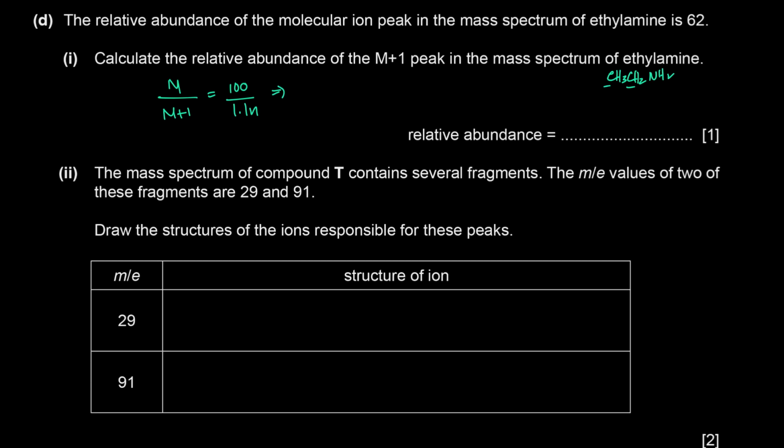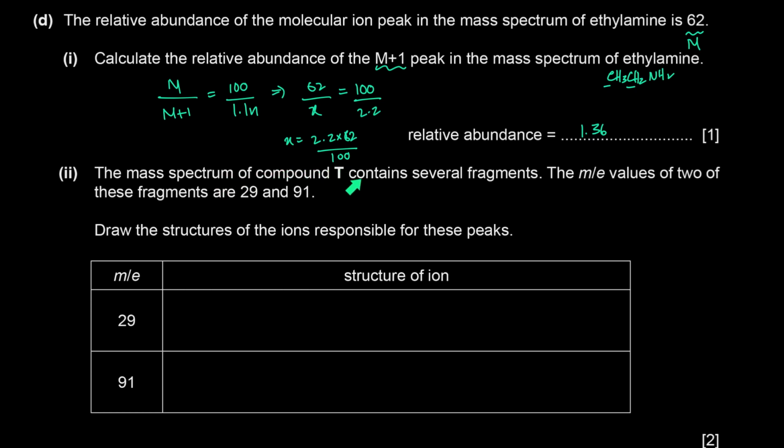Now, we want to find the relative abundance of the M+1 peak, and they've said that the relative abundance of the M peak is 62. So we have 62 divided by X, that's what we have to find, and this is equal to 100 divided by 1.1 times 2. So that is 2.2. So then what is X equal to? X is equal to 2.2 times 62 divided by 100. So here X comes out to 1.36. So that's the relative abundance of the M+1 peak.